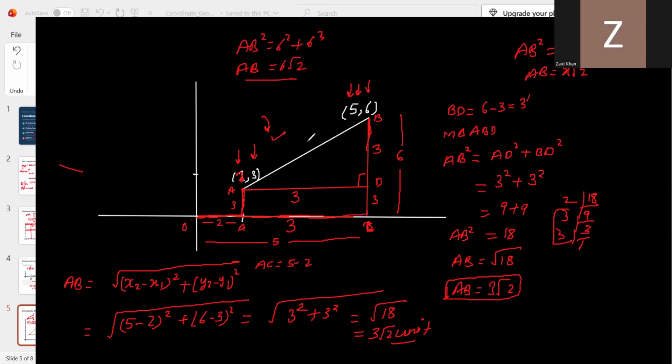Got it? So it's your homework. Okay. You need to find the distance between point A, minus 4 comma 6, and point B, 2 comma minus 3. You need to find the distance between these 2 points. Okay, now this is it. Using geometry and using the formula.